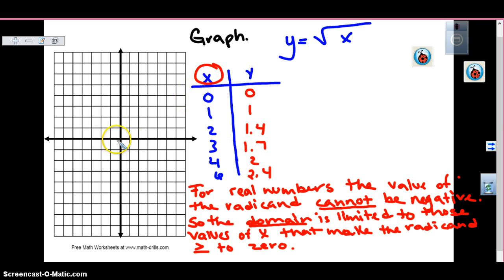If we plot these ordered pairs, we would plot (0, 0), (1, 1), (2, 1.4), (3, 1.7), (4, 2). We can plot (6, 2.4). And then we can graph these, plot them, and then connect them, join the points using a curve.